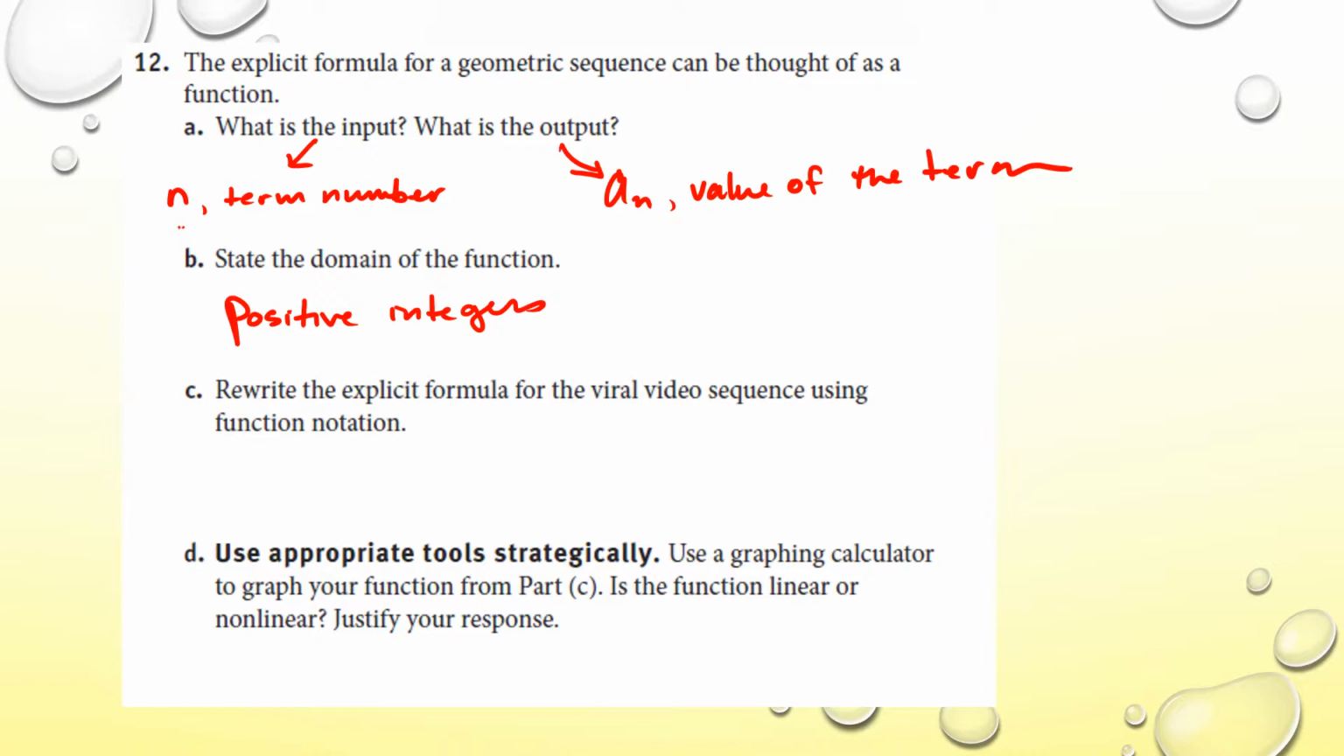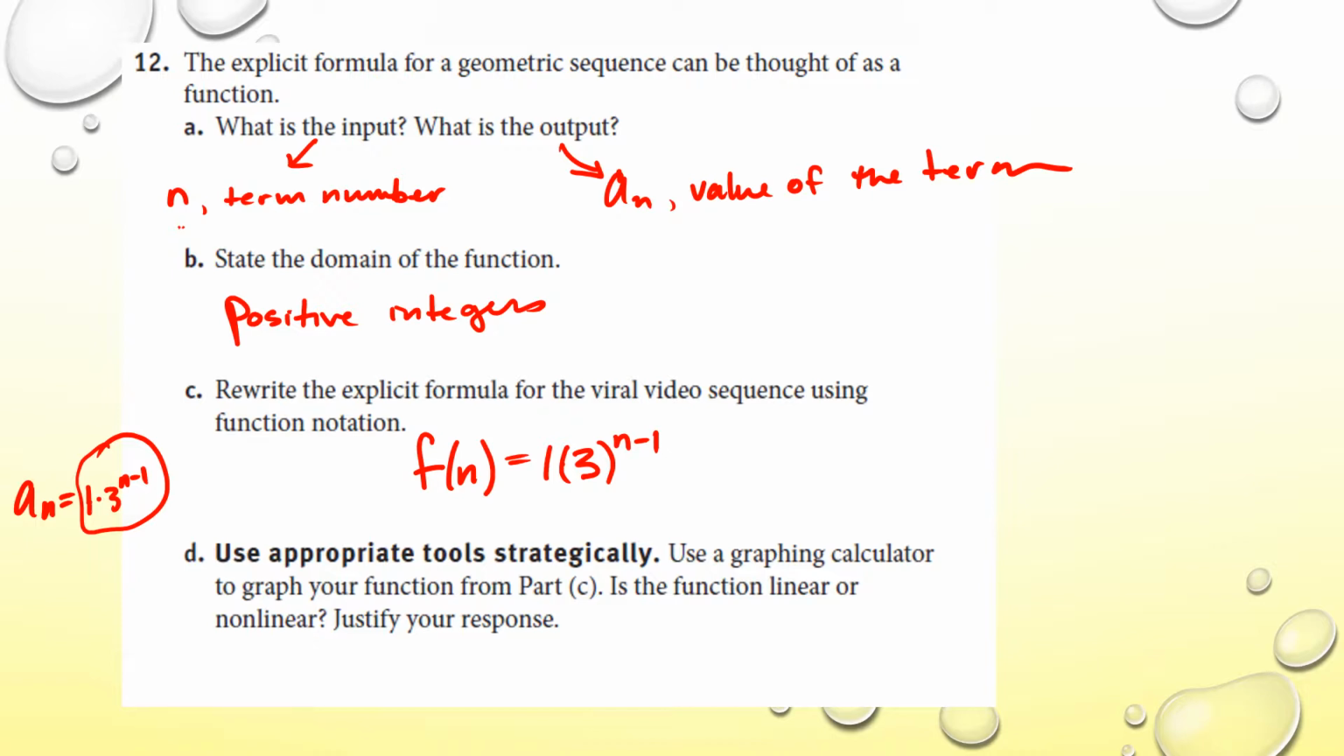And then rewrite the explicit formula for the viral video sequence using function notation. So instead of, this is the old one, A sub n equals 1 times 3 to the n minus 1, for function notation, it would be the function of n, the function at whatever term number you want, would be 1 times 3 to the power of n minus 1. So it's the same steps there, but instead of sequence notation, it's in function notation.